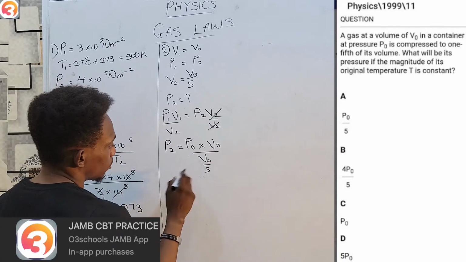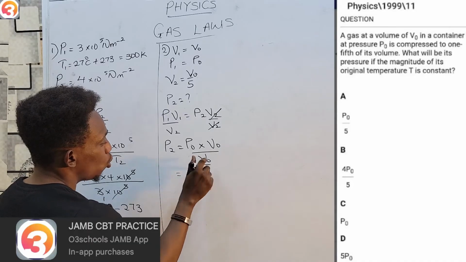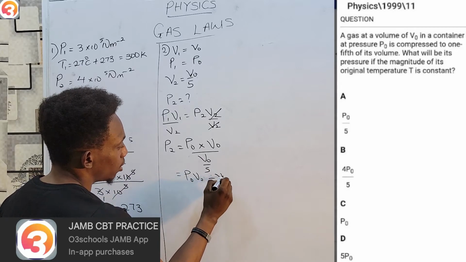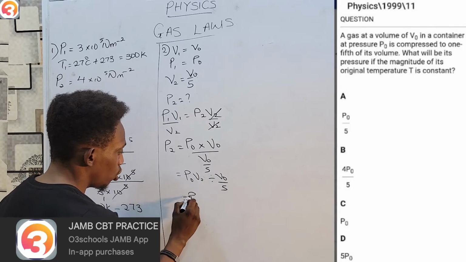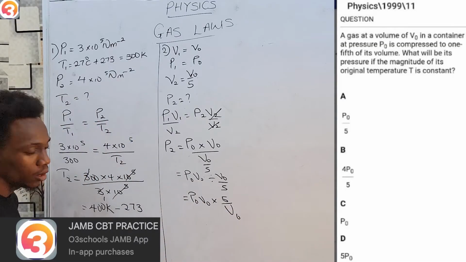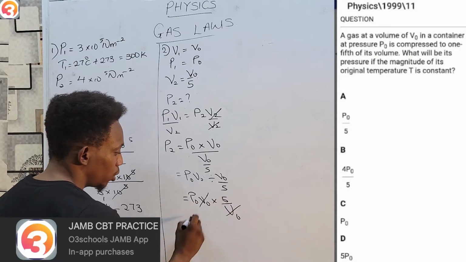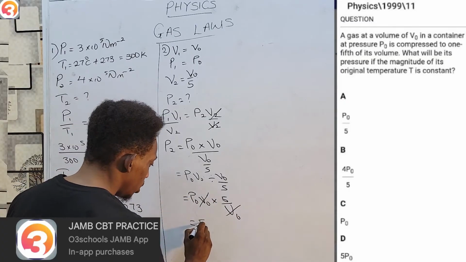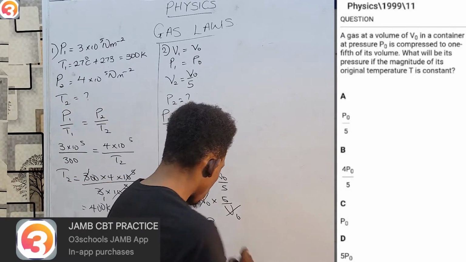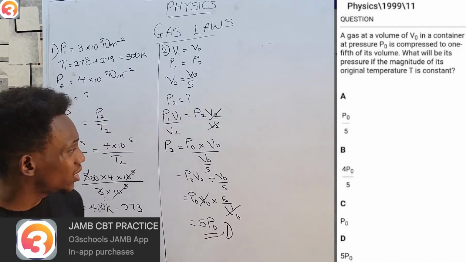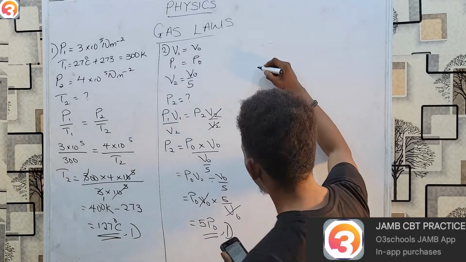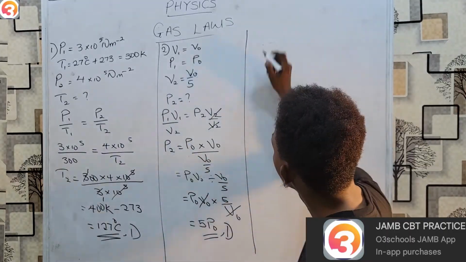Okay, simple bit of mathematics. This over here, P0 V0 divided by V0 over 5, should become P0 V0 times, turn them around, 5 over V0. That's basic mathematics. V0 cancels V0. So 5 times P0 is 5 P0, implying that my answer is option D. So you see, again, note what you have, and based on what is constant, you should be able to tell what law you are going to be applying.